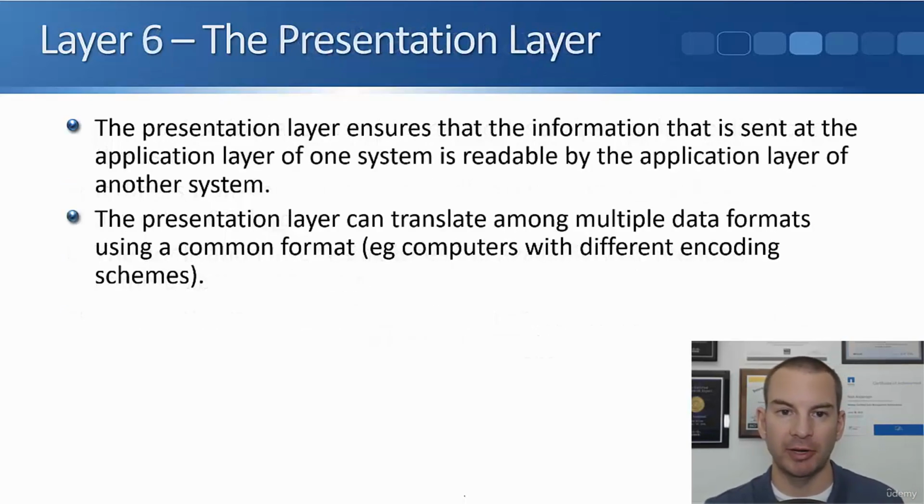The next layer is layer 6, the presentation layer. This ensures that the information that is sent at the application layer of one system is readable by the application layer of another system. The presentation layer can translate among multiple data formats using a common format. For example, it might need to do this for computers with different encoding schemes.